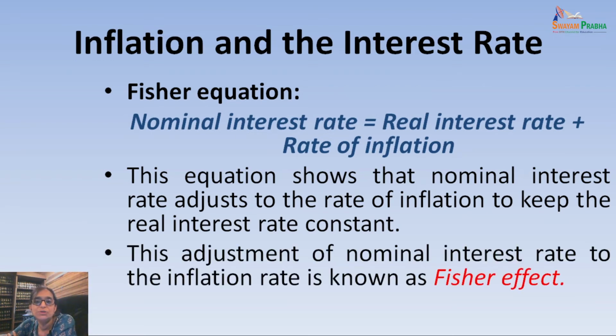So this adjustment of nominal interest rate to the inflation rate is known as the Fisher effect. So learners, what is the Fisher effect? The Fisher effect is basically telling us that the nominal interest rate keeps on adjusting to the rate of inflation such that the real interest rate remains constant, so that we do not make the depositors worse off than before. In order to keep their purchasing power constant, the change in nominal interest rate which takes place due to the change in inflation is known as the Fisher effect.